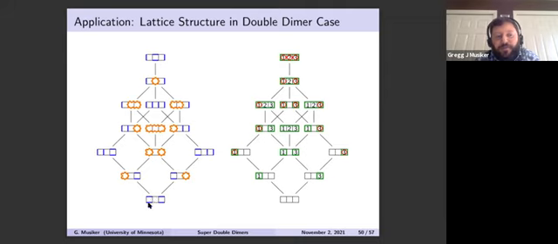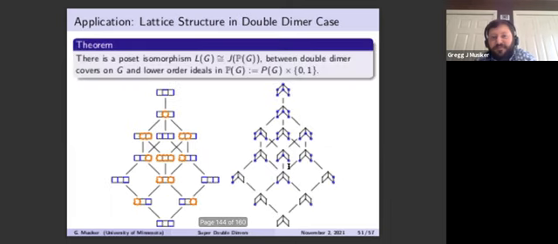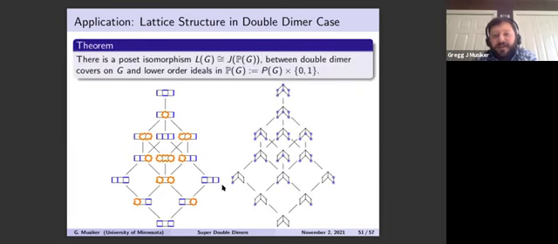So let me just mention that the meaning of this is that instead of flipping directly from a double dimer cover to another one, there's this halfway point where you get a cycle. And you can think of that as you flip the edge of the face once and then twice. And so this is indeed isomorphic to the lower order ideals of the fence poset cross two chain.